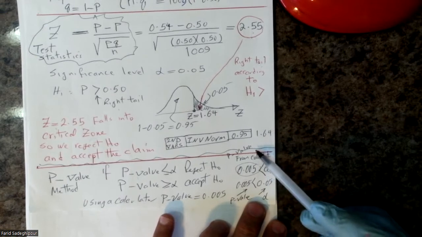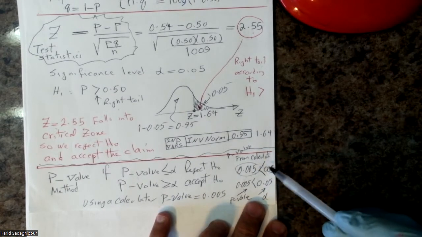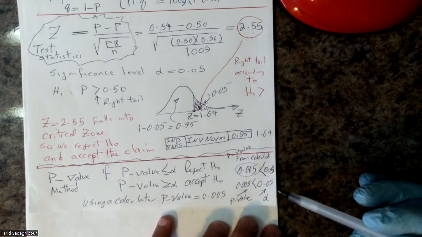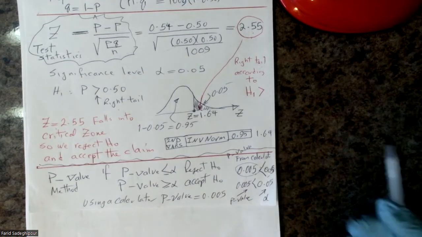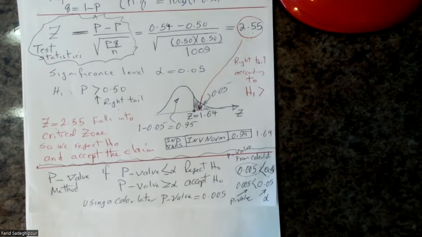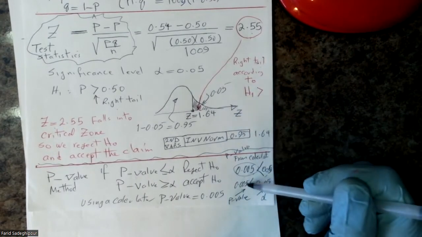In this problem, the p-value from the calculator happens to be 0.005, so it's less than 5%. Therefore, we reject H0. Normally, these must match. Meaning when you prove rejection of H0 using the critical value, you should also prove rejection of H0 by using the p-value.